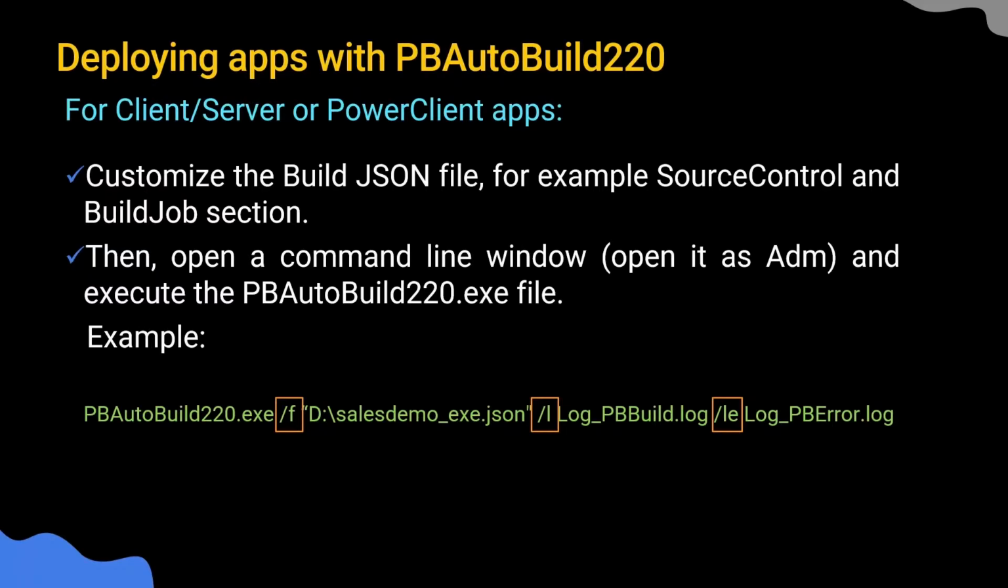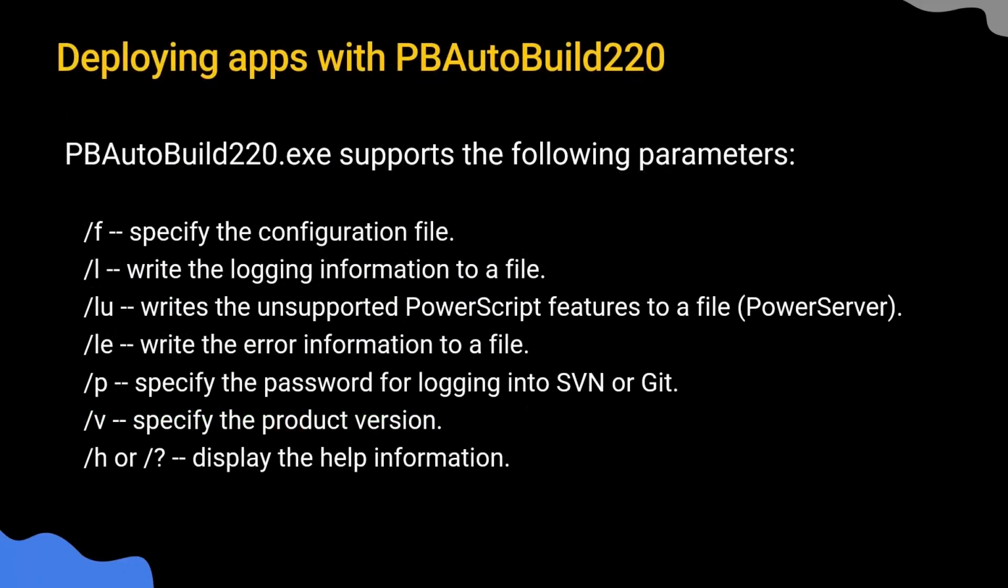Finally, the log files will be generated under the same path as the JSON file. These considerations are sufficient for deploying client-server and PowerClient applications. We'll see later the considerations for PowerServer apps. In addition to the parameters just mentioned, there are others that could be interesting to include.